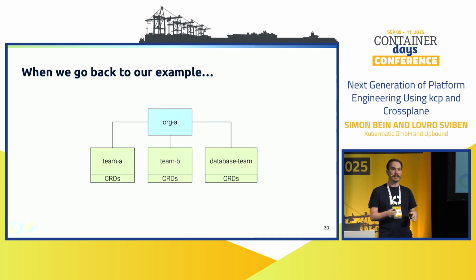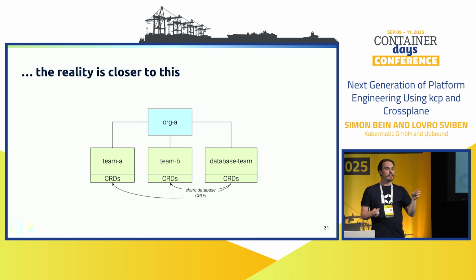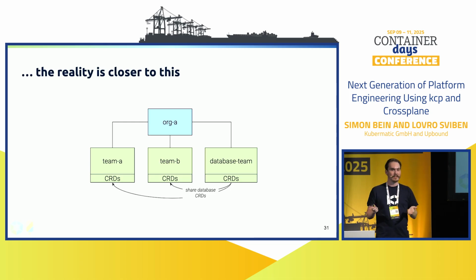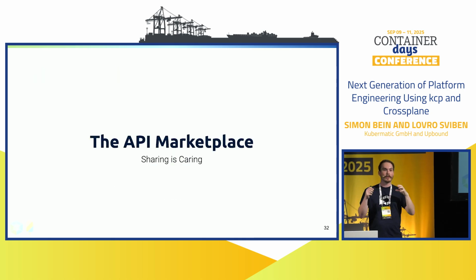So we go back to our example. You say, okay, Simon, that's nice, I understand, everyone gets their workspace, everyone is happy. But the reality is there's a relationship between these. I have the database team, and they would like to share their APIs with other teams. They don't want it to just exist in their workspace. And this is where KCP is strong.